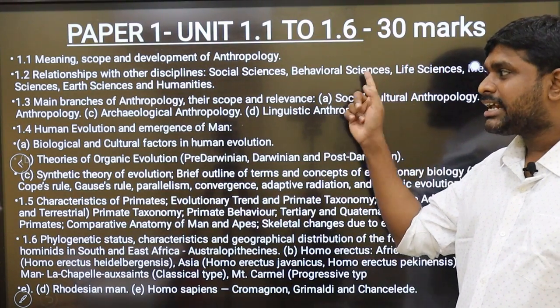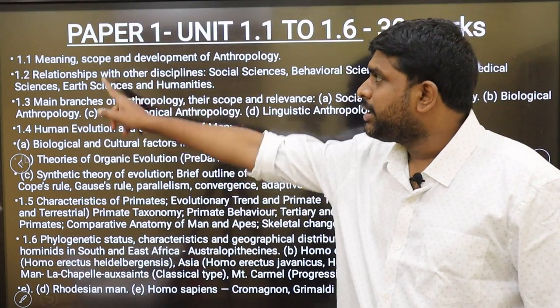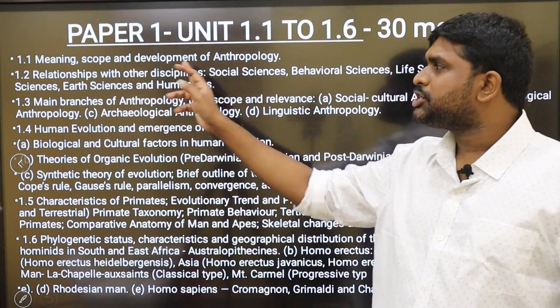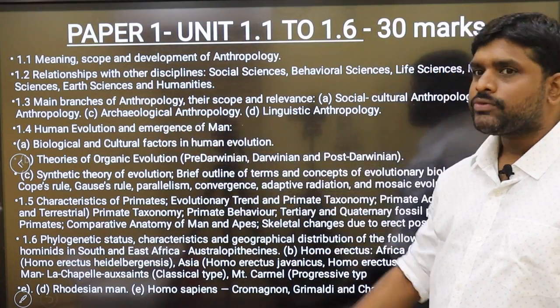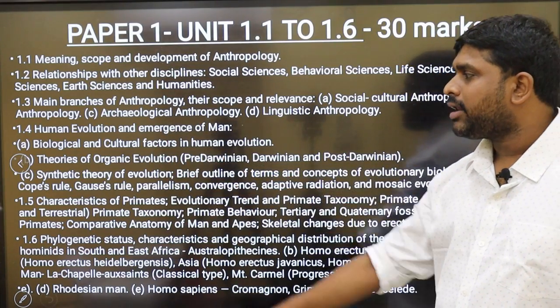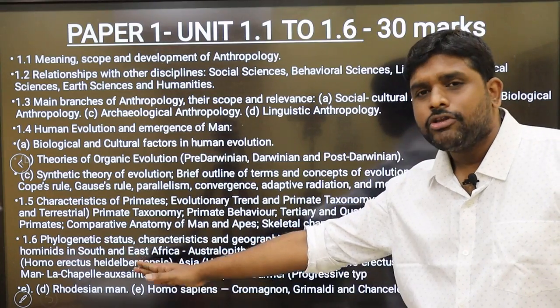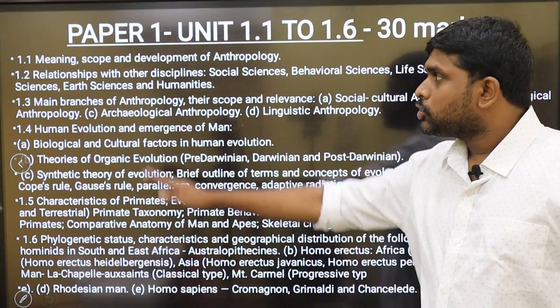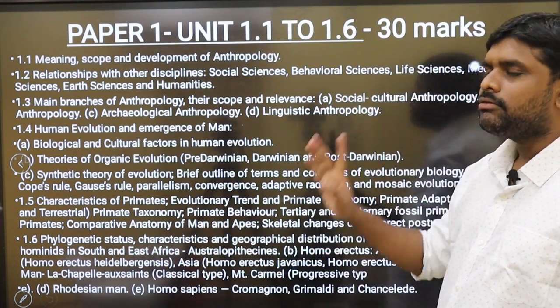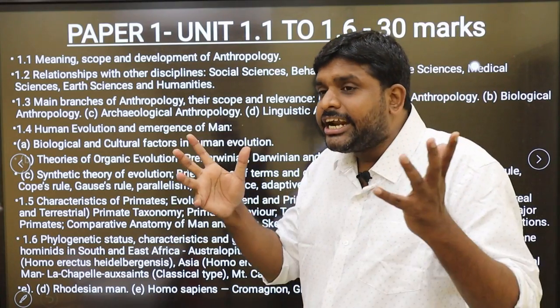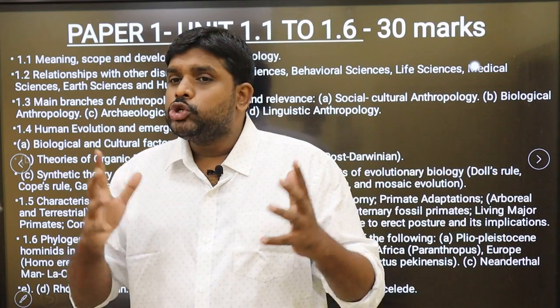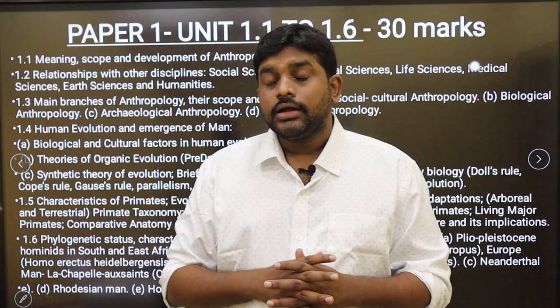1.1 to 1.6 covers the total syllabus: meaning, scope and development of anthropology, relationship with other disciplines, main branches of anthropology, human evolution and emergence of man, pre-Darwinian, Darwinian, synthetic theory, primatology and evolution of man. So this 1.1 to 1.6 has 30 marks, which is called the Introduction to Anthropology and Evolution of Man module.